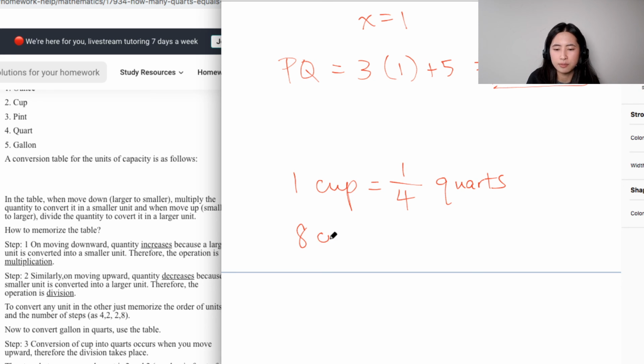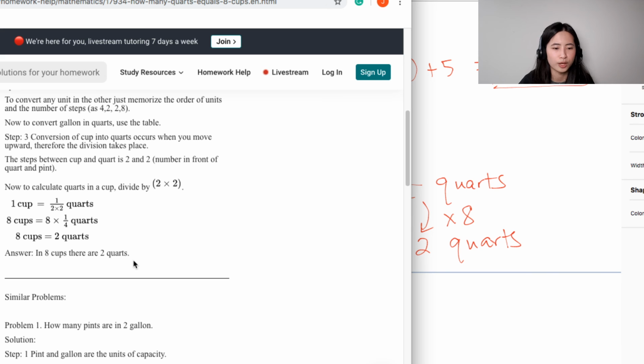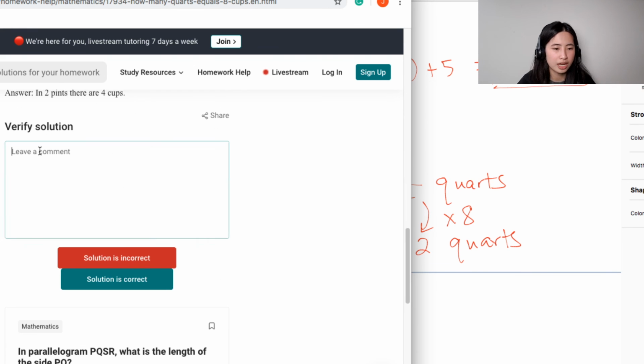If you have 8 cups, all you have to do is look at the ratio. Maybe we can set this up as a ratio. What is the factor that you multiply by 1 to get 8? It's simply 8. Because this is multiplied by a factor of 8, you take 1/4 times 8, which is 2 quarts. Make sense? That's why you know that 8 cups is 2 quarts. Right there, boom. Okay, great.